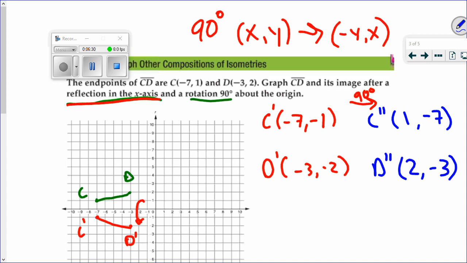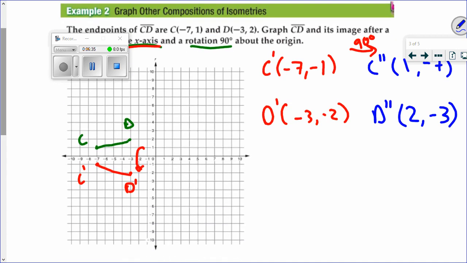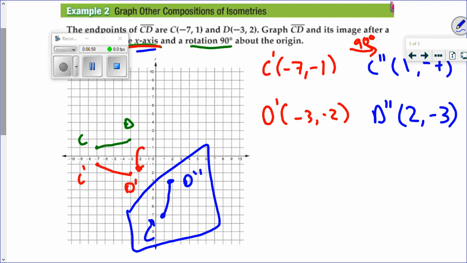If we plot these points, 1, -7, I've got to scroll a little bit. 1, -7. That would be our point C double prime after that 90-degree rotation. And D double prime would be at 2, -3. So now this new segment, C double prime D double prime, is the segment we were looking for. That's the image. It was after a reflection in the x-axis and a rotation of 90 degrees.